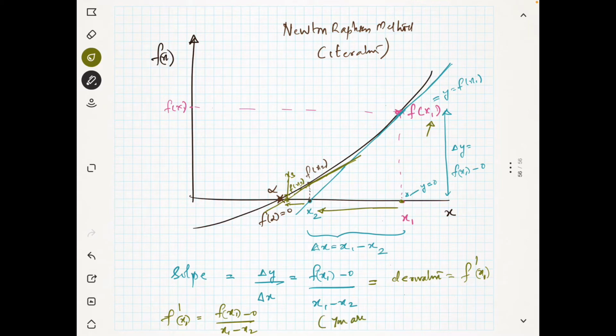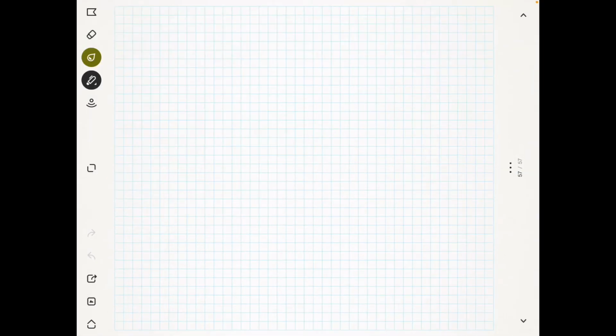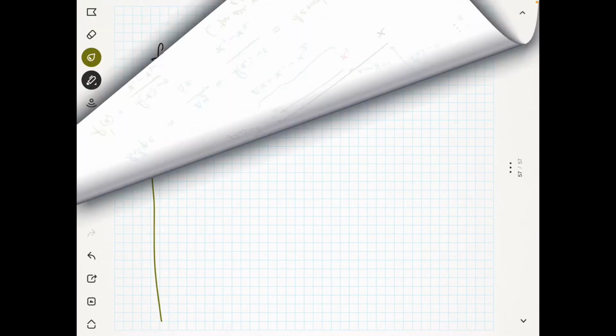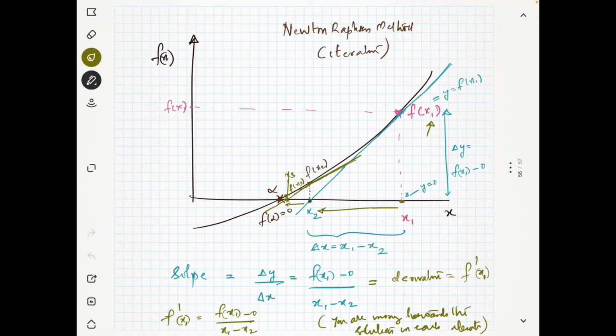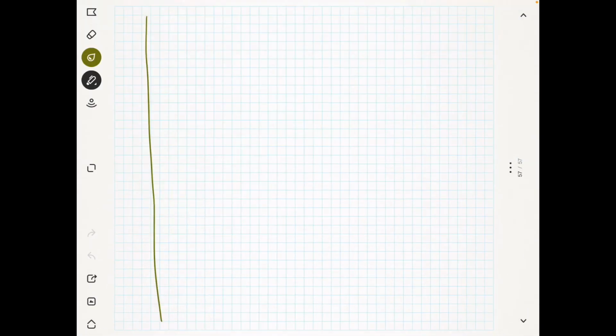You are moving towards the solution in each iteration. So I will make it more clear with a big picture, that is better. So you know how to calculate now. So you see here f dash of x. So before that, before showing the picture, I will show you how you can calculate your x2 from this.